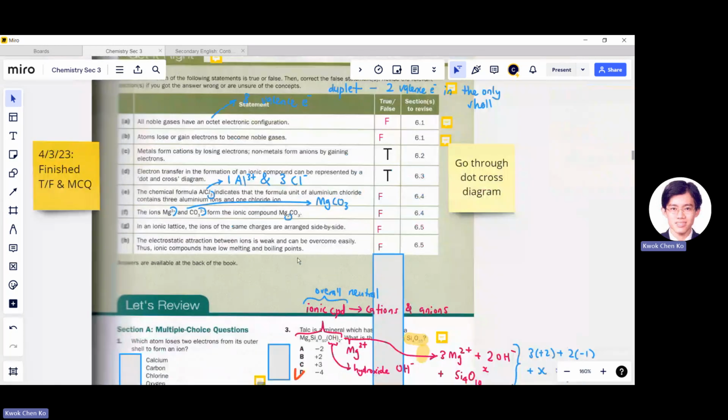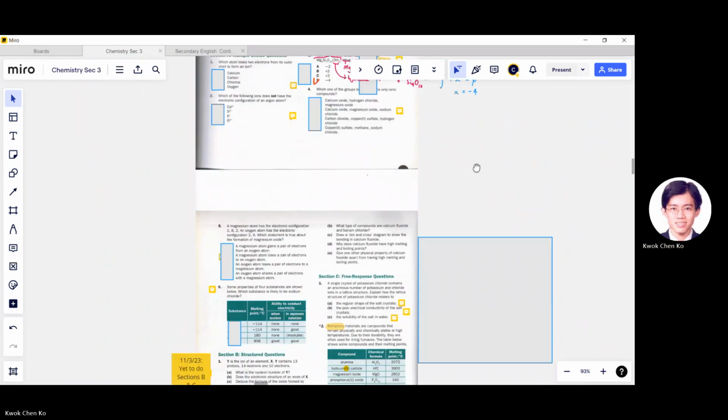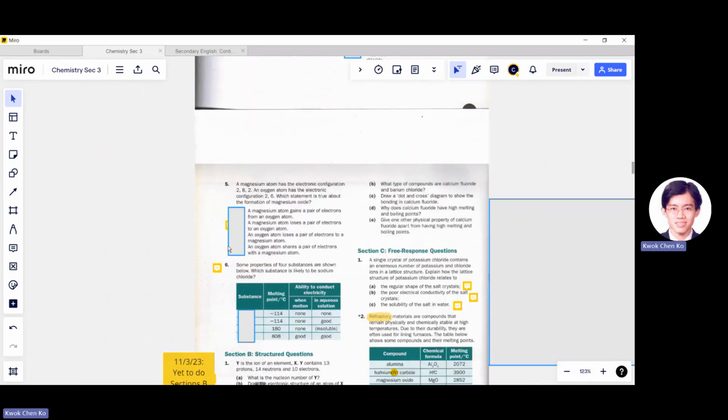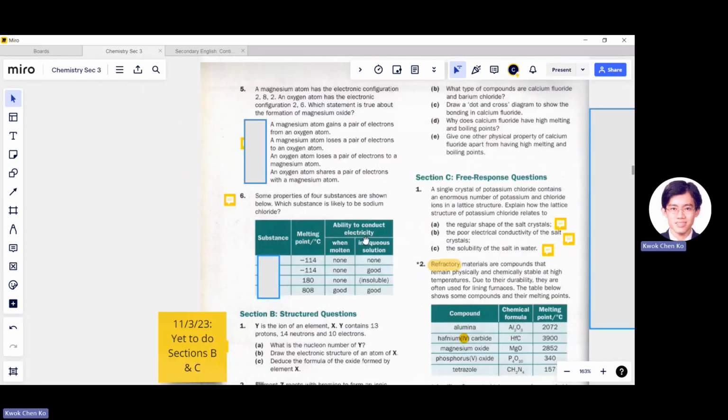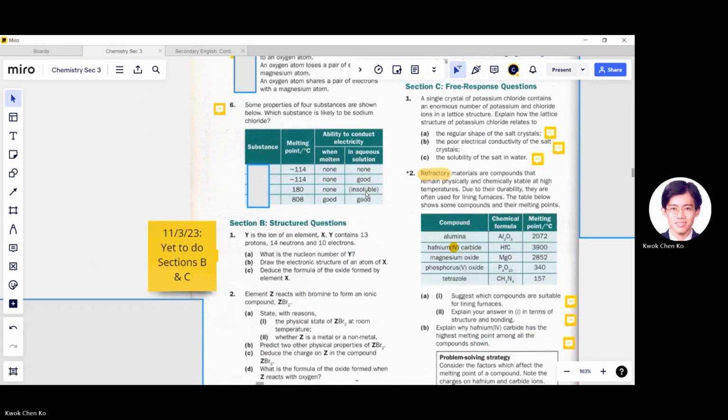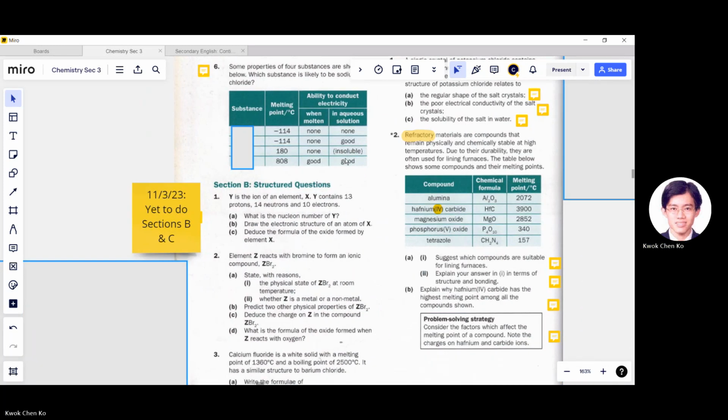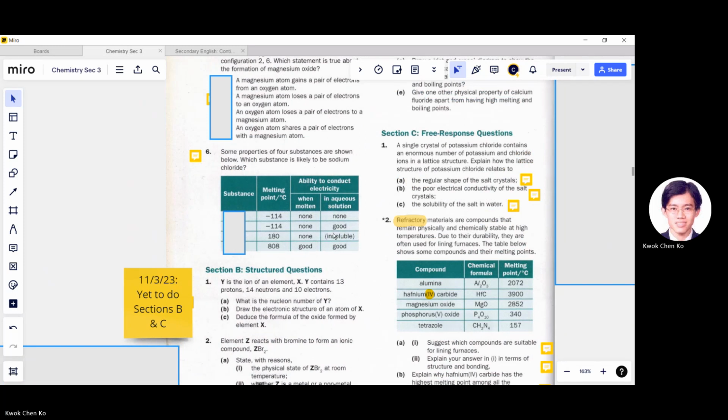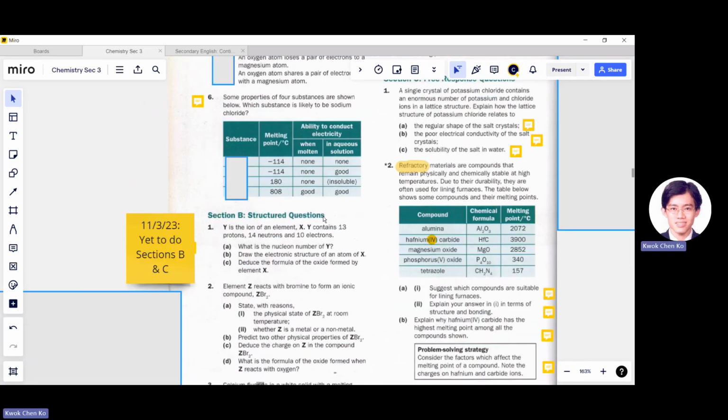Okay, guys, any questions for today? Okay, so very simple. I just want you to finish off the MCQs. Right, we go through them next week. But of course, bring this along next week. Yep, that's all for today.